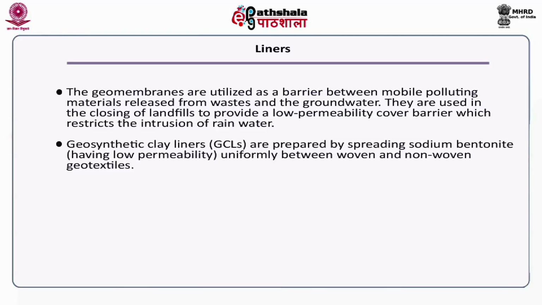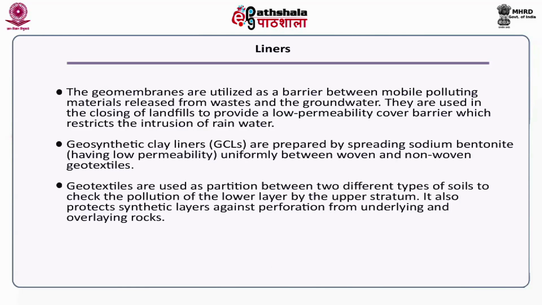Now, the geosynthetic clay liners are prepared by spreading sodium bentonite uniformly between a woven and a non-woven geotextile material. Sodium bentonite, again, has a very low permeability. Now, geotextiles are used as a partition between two different types of soils to check the pollution of the lower layer by the upper stratum. It also protects the synthetic layers against perforation from underlying and overlying rocks.